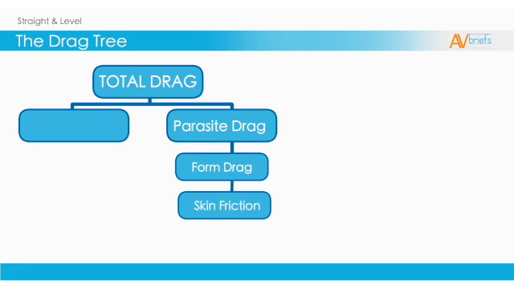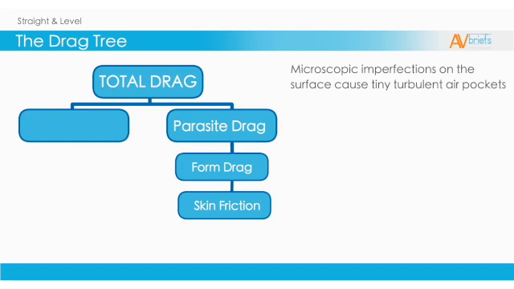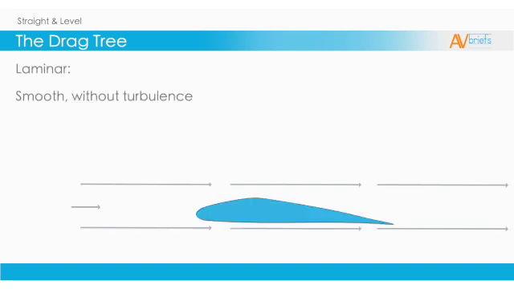The next type of drag to fall under parasite drag is skin friction. Microscopic imperfections on the surface cause tiny turbulent air pockets. Laminar means smooth and without turbulence. When the paint gets old and rough, you get bugs on the paint, or there are small dents and scratches, there is less laminar flow.